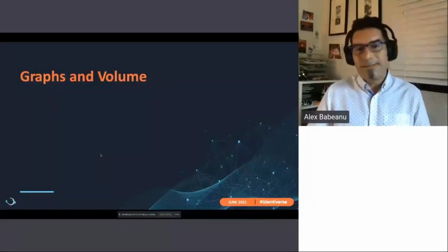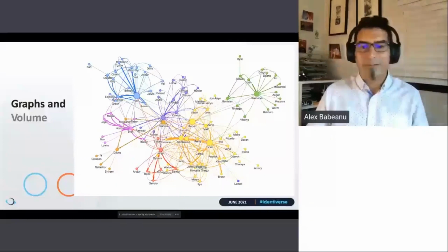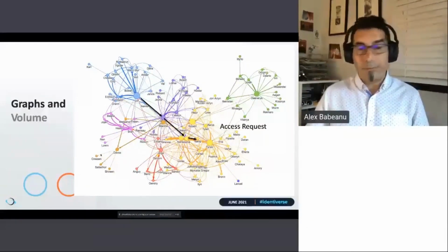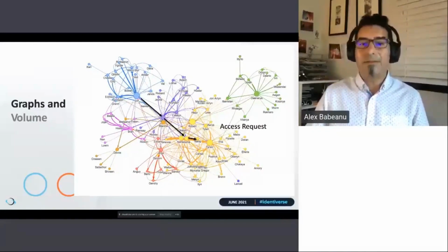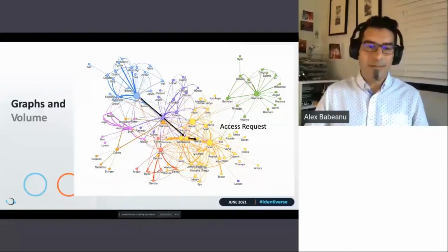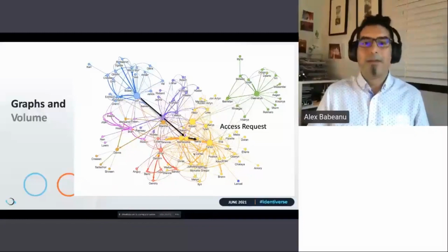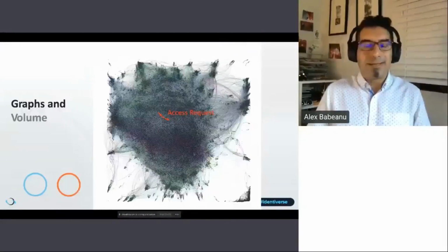Well, let's have a look at our example again, graphs and volume. Let's imagine that we have an access request for which we need to find a path. In this particular case, John wants to access Renly. And as we see, it's a 1, 2, 3 hop path. It's a path that needs to go through 3 hops. Easy as that.